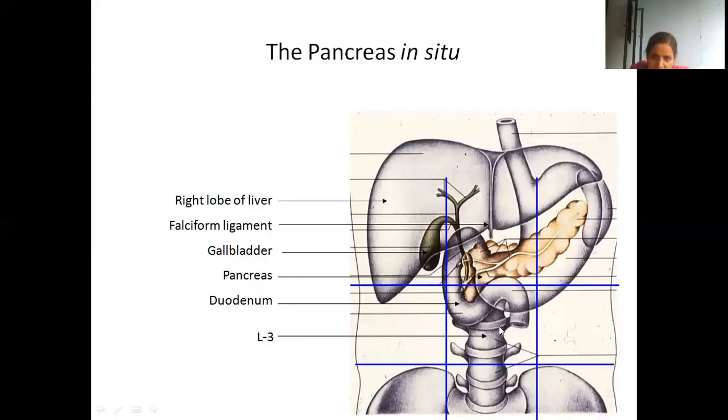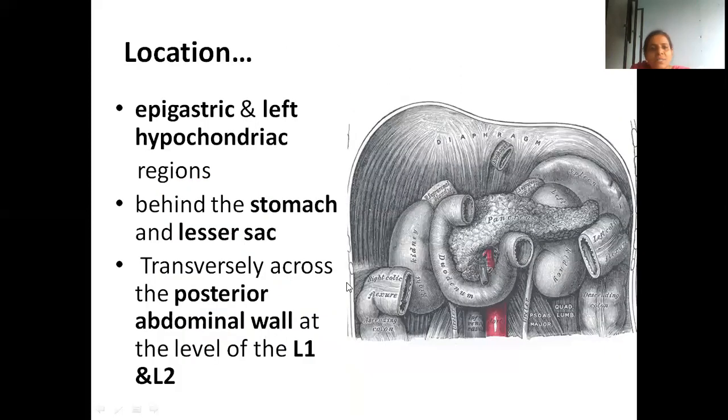So this is the pancreas. Now we know the nine regions of abdomen. Hope you remember: right hypochondrium, epigastrium, left hypochondrium; right lumbar, umbilical, left lumbar; right iliac, hypogastric, left iliac. So like that we have nine regions. Now the pancreas is situated in the epigastric and umbilical regions. This is the epigastric region, this is part of the umbilical region and left hypochondriac region. This is the location of pancreas in situ.